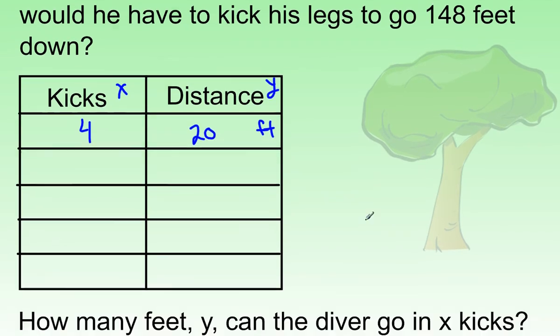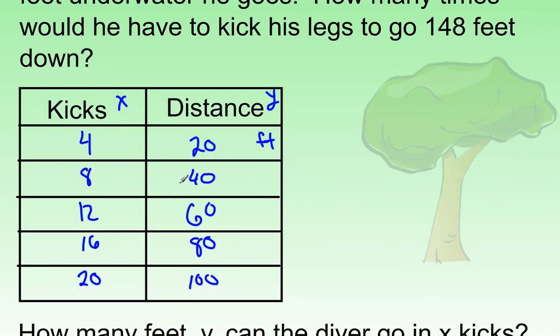So if we repeat this, we've got 8 kicks would go another 20, and 12 kicks would go another 20. Ooh, that's not 20, that's 40. And another 4 kicks would go another 20, and another 4 kicks would go another 20. So this table helps us just visualize the relationships between the number of times he kicks his feet and how far down underwater he goes.